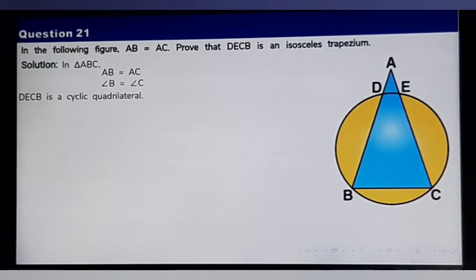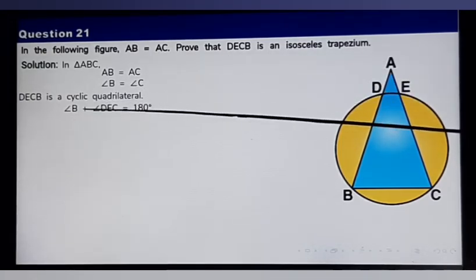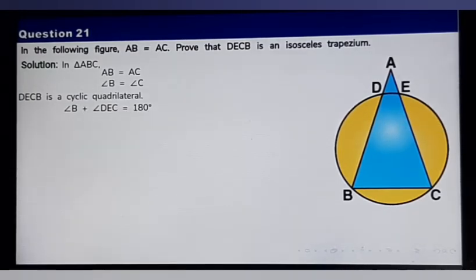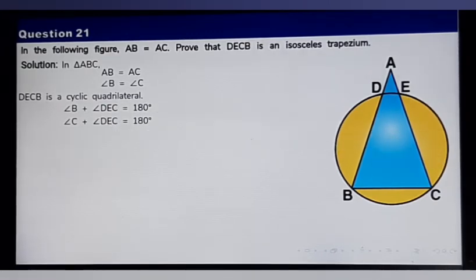In a cyclic quadrilateral, we know that when opposite angles are added, you get 180 degrees. So angle B plus angle DEC is equal to 180 degrees. Now angle B is equal to angle C, so instead of angle B I can write angle C. So angle C plus angle DEC equals 180 degrees. Now let us see where angle C is: this is angle C, and DEC is this one.